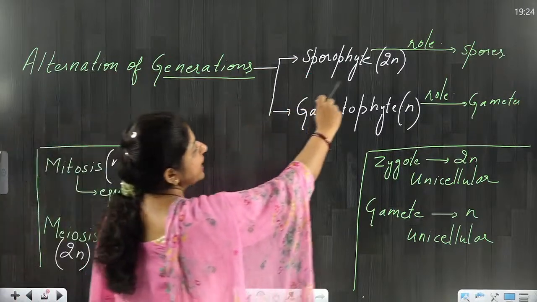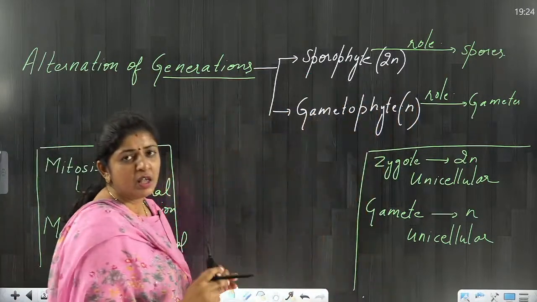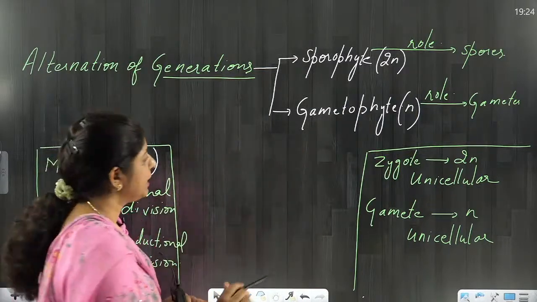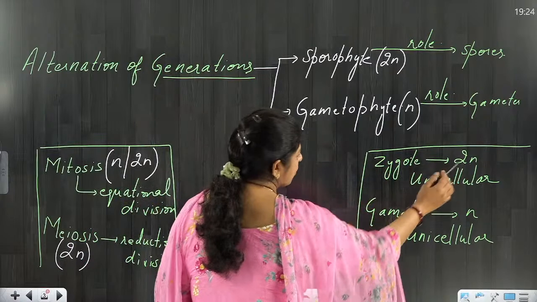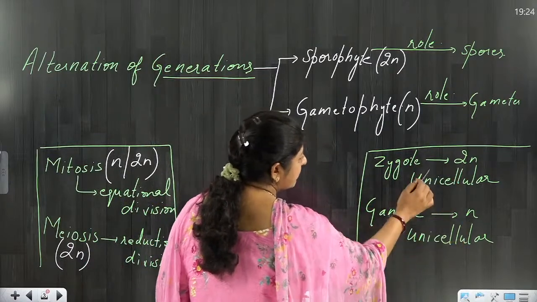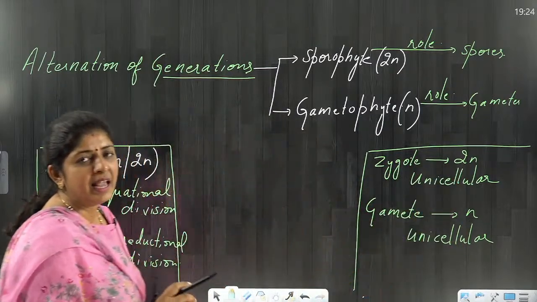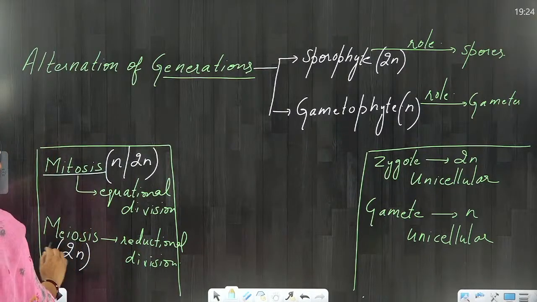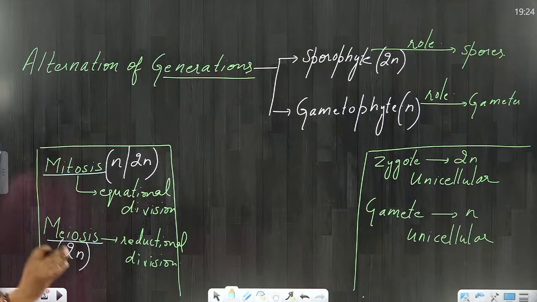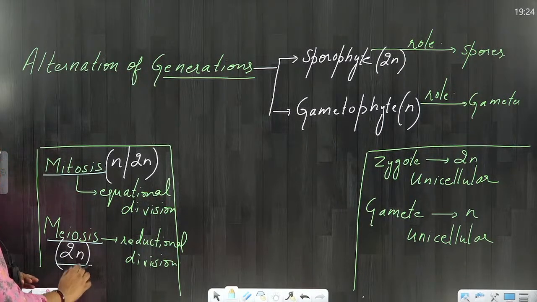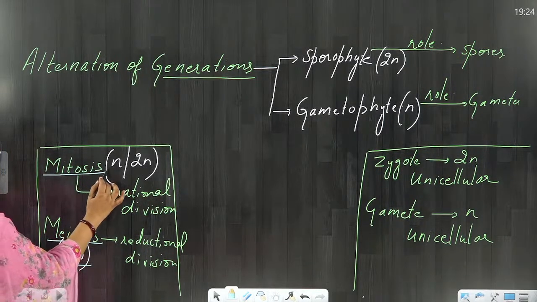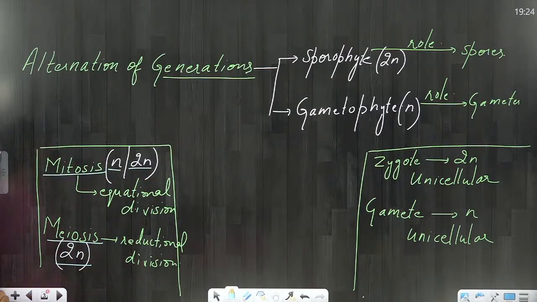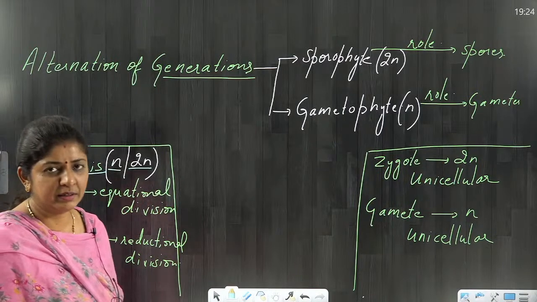Role of sporophyte is the formation of spores. Role of gametophyte is the formation of the gametes. Keep in your mind, zygote is diploid, gamete is haploid, and both are unicellular. And two types of division will happen in life cycle, mitosis and meiosis. Meiosis always happen in a diploid cell, whereas mitosis can happen either in haploid or even in the diploid cells, fine.